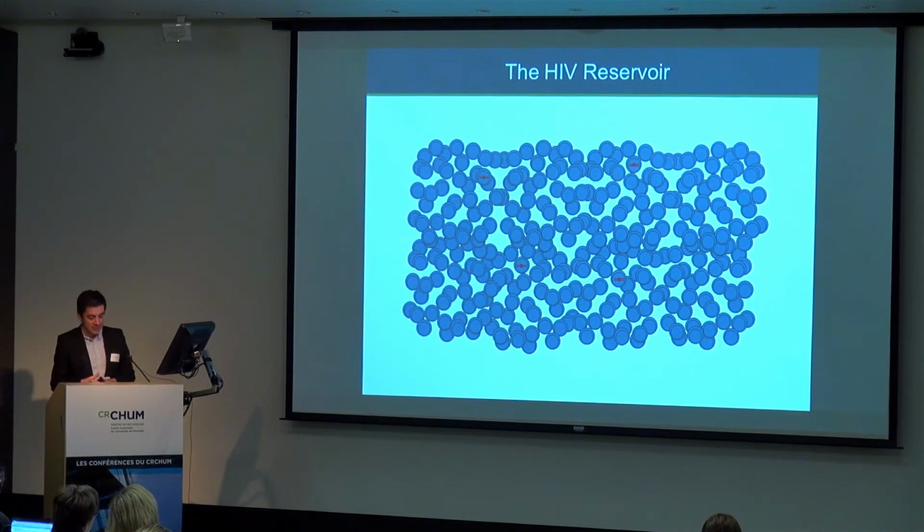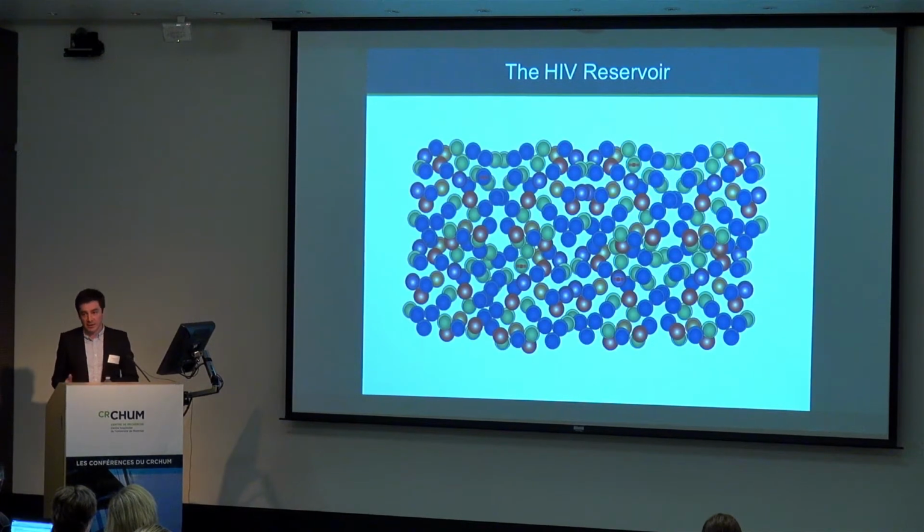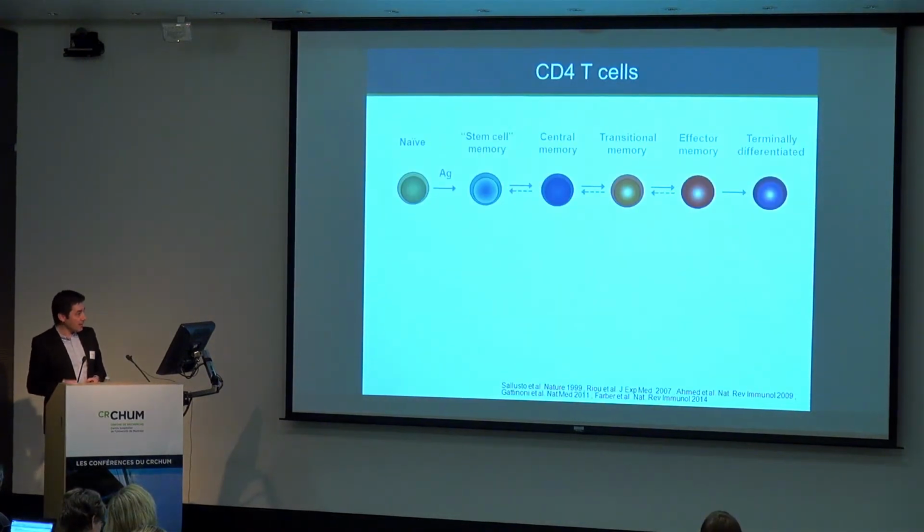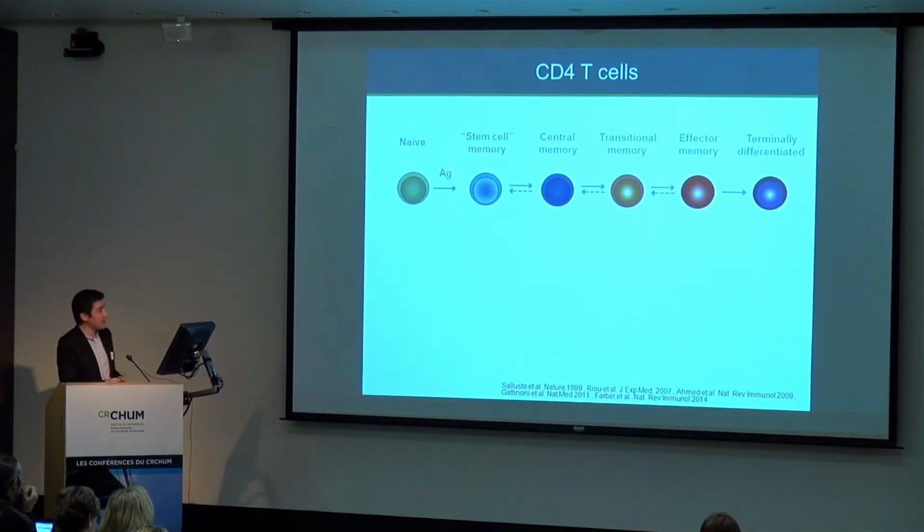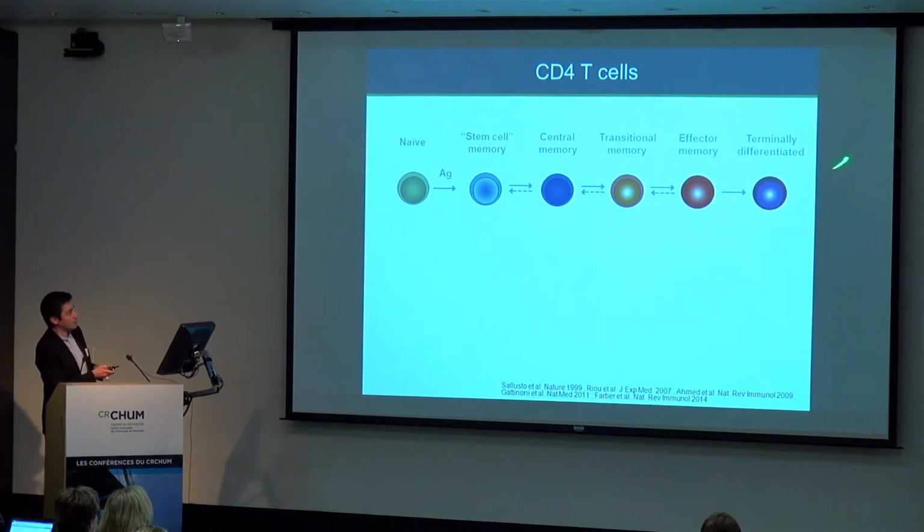We have a tendency to consider that all the reservoir cells are the same, but in fact, they are definitely not the same. This is coming from the diversity of the memory CD4 compartment. We know for many years now that CD4 T cells come in very different flavors. Here is a cartoon summarizing what we know based on the classification of the memory CD4 T cell subsets, from the naive cells that have not seen their cognate antigen to those very terminally differentiated CD4 T cells that are relatively short-lived.